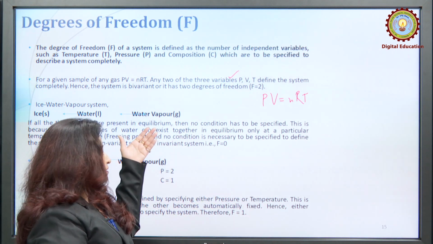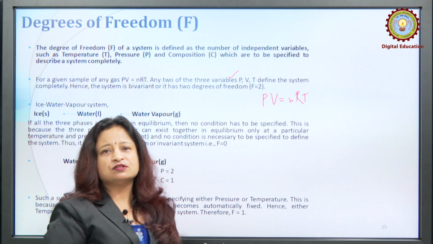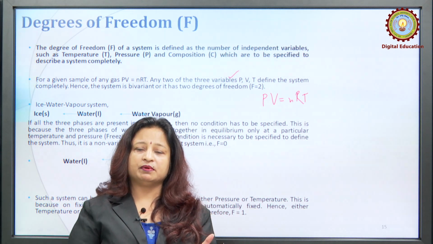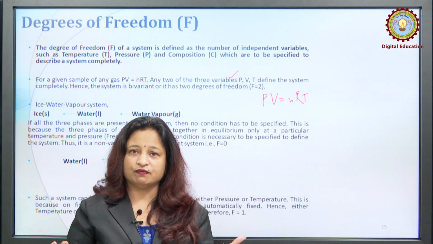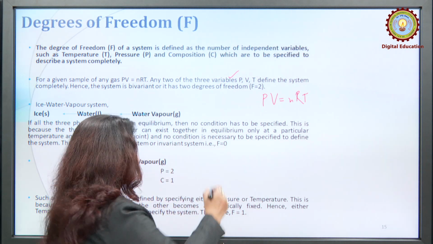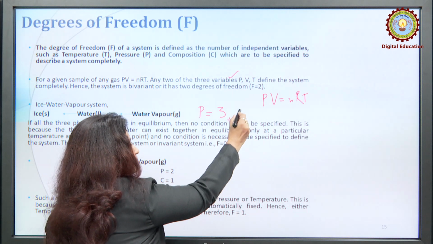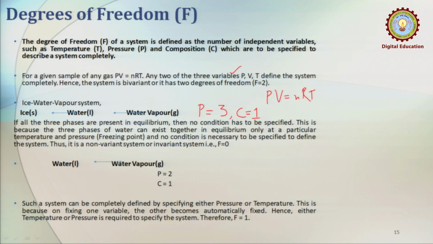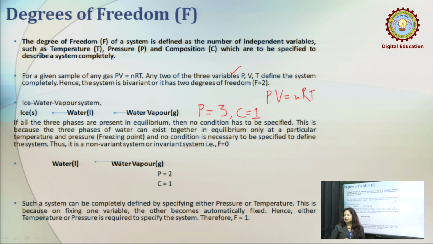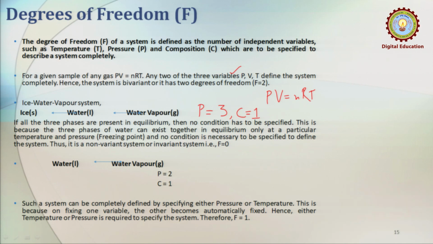If we consider water system, in water system also you can see that ice is in equilibrium with water and water is in equilibrium with water vapor. So, how many phases are there? There are 3 phases. How many components are there? There is only one component. This is one component system, but when all these 3 phases are in equilibrium, then no condition has to be specified. This is because the 3 phases of water can exist together in equilibrium only at a particular temperature and pressure, that is the freezing point.